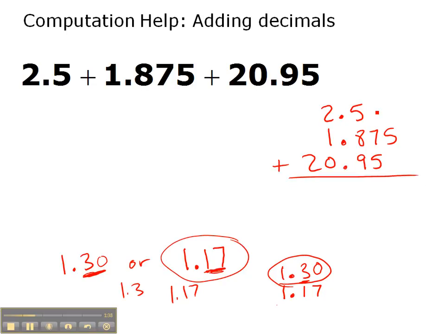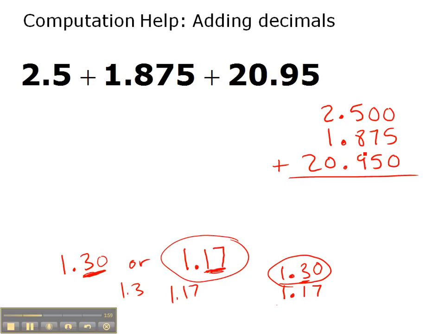and then we add zeros to give us the same number of digits after the decimal points, because 2.5 is the same as 2.500. 2 and 5/10ths is the same as 2 and 500 thousandths. We haven't changed the value, we've just added zeros after the decimal point.